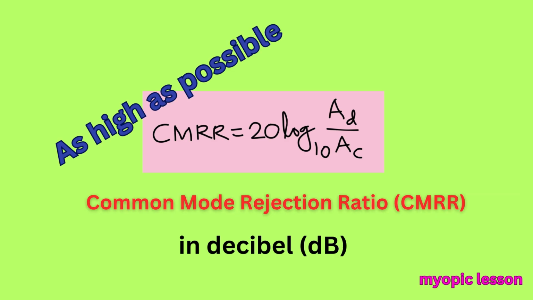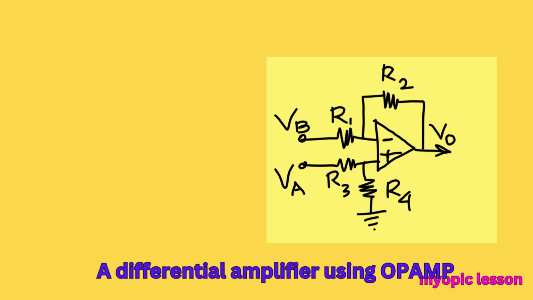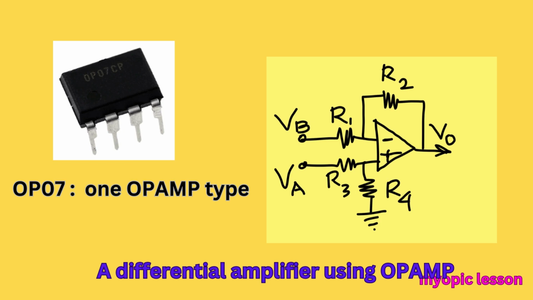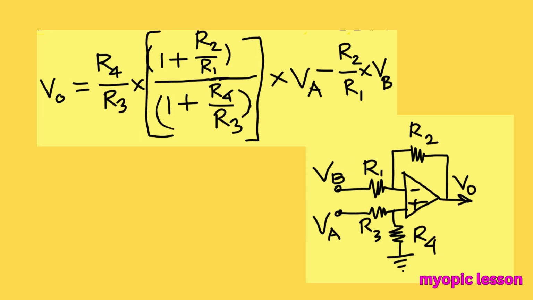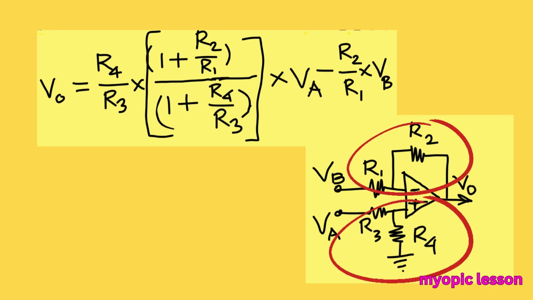Here is the circuit of a typical differential amplifier. Any op-amp, maybe OP07 or anything else, can be used along with four resistors to construct a differential amplifier. The expression of output can be represented in terms of two ratios of resistors, one R4 by R3, another R2 by R1, connected to non-inverting and inverting terminals respectively.